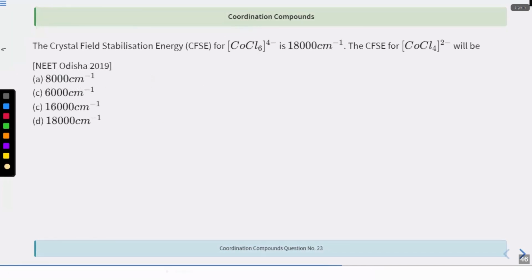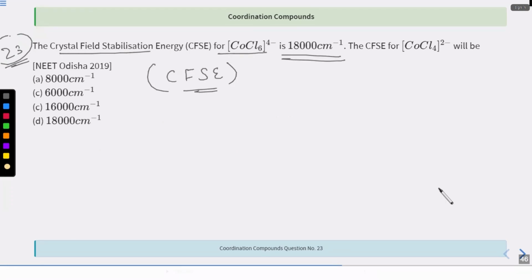Question number 23. The crystal field stabilization energy, which we call CFSE, again an important topic from coordination compounds. For CoCl4 minus it is given like this. It is again in inverse centimeter. Why? Because it is inversely proportional to the length, dimension of length. So it is centimeter inverse.